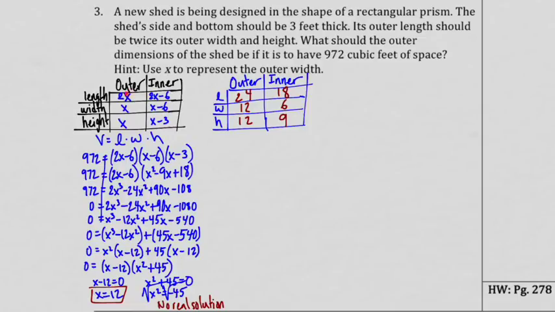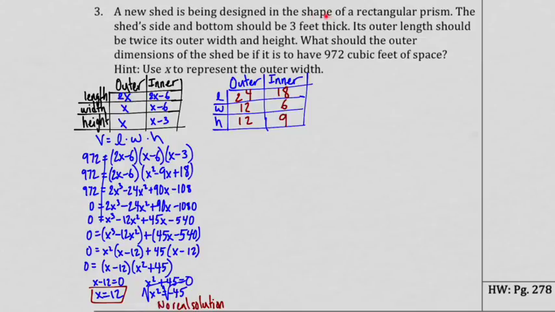Okay, I started with the table that I showed you guys to start with, using x for the width. Then once I used x for the width, I read the instruction that says that the outer length should be twice the outer width and outer height. So that means that the width and the height are the same. The outer length should be twice as much. So if width is x and height is x, the length should be 2x.